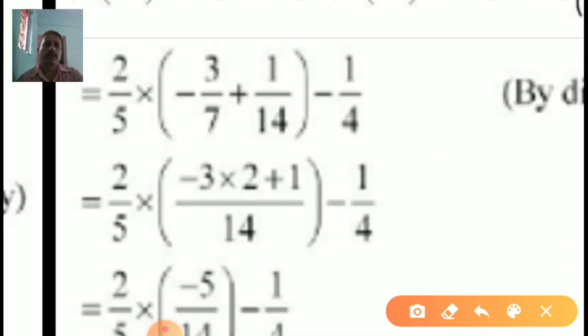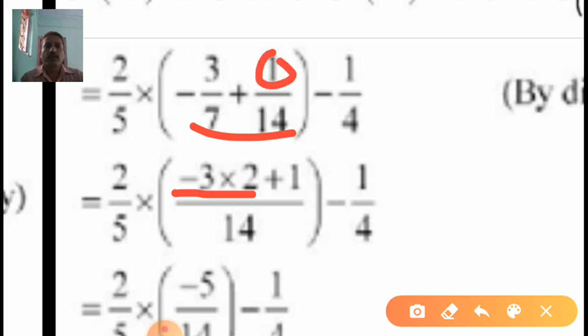Okay, now look at here. In this bracket, we are simplifying the denominators 7 and 14. Just now I said the LCM of the denominators is 14. To make the first number have denominator 14, I want to multiply with 2 in numerator and denominator. That means minus 3 into 2, and then after this plus 1, and the common denominator is 14. Okay, now minus 3 into 2 would be minus 6. So minus 6 plus 1.